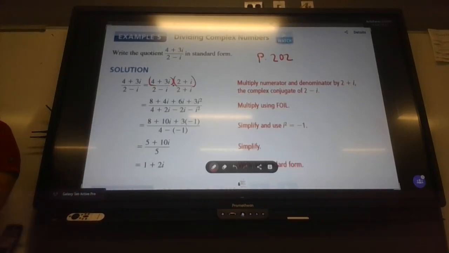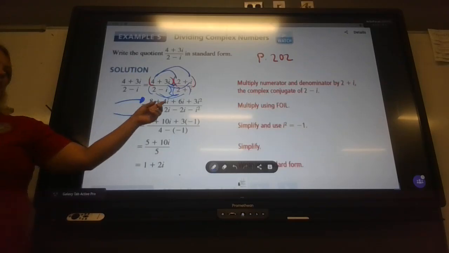When you multiply this, it's very long. So we have to do first, outer, inner, last. And that leads you here. Same thing down here. First, outer, inner, last. And that leads you here. For top and bottom, yeah. You could do the box method.